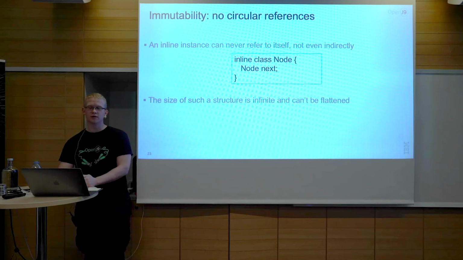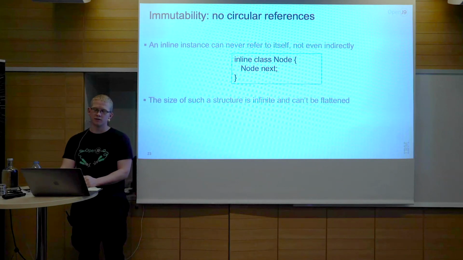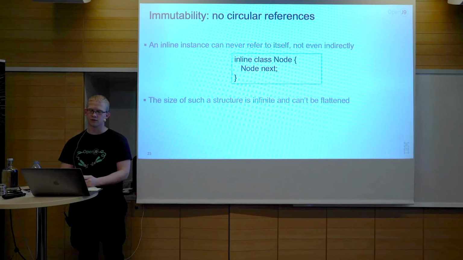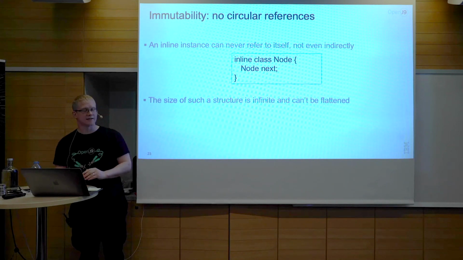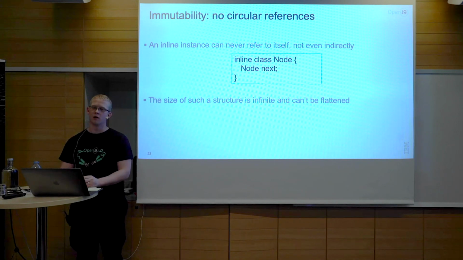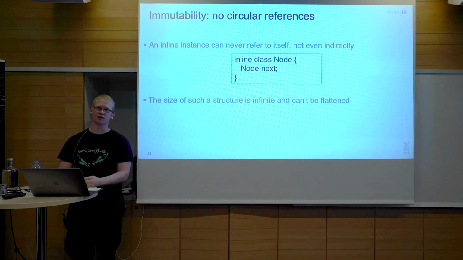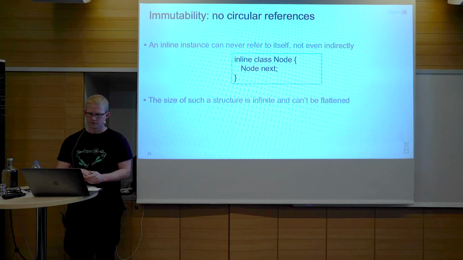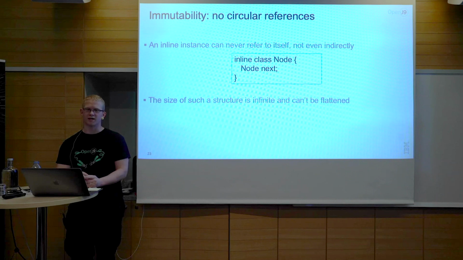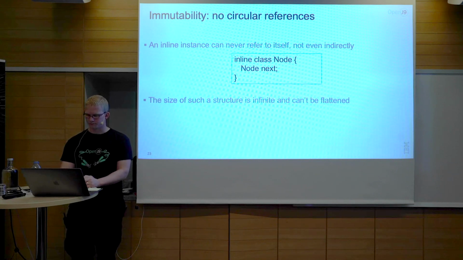One of the other interesting things that comes out of immutability is that you can't have a circular reference, right? So first off, that node class is illegal, it won't compile. And the reason for that is I have no idea how to size that. It takes an infinite amount of space, because that node class inlines a node class, which inlines a node class, which inlines a node class, and I have no idea where to cut. So I not only can't flatten it, I can't create it.